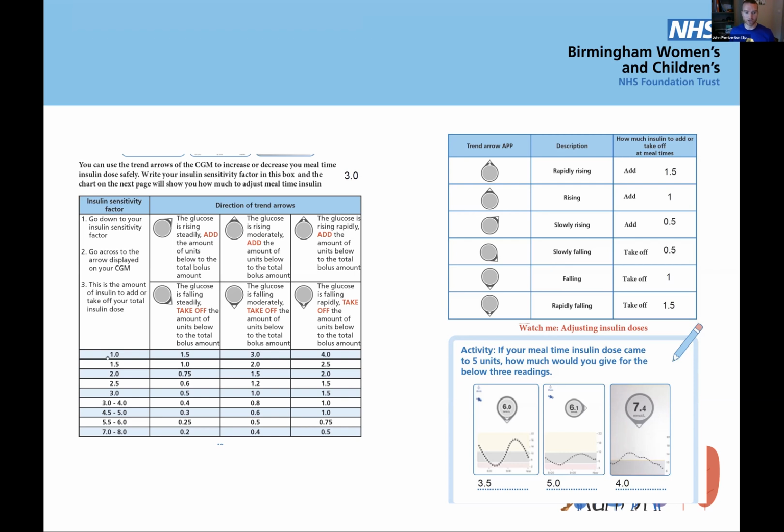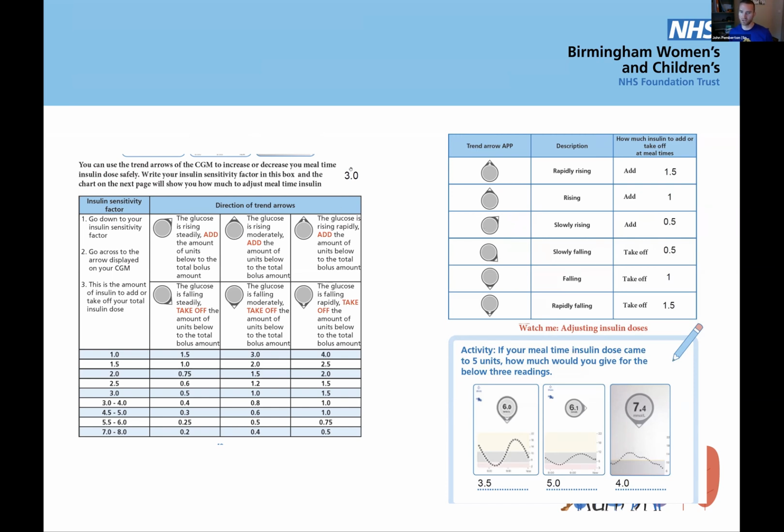So obviously, depending where your sensitivity factor lies, if you've got a very strong sensitivity factor of 1 unit drops you by 1.5, then the adjustments are bigger: 1 unit, 2 units, 2.5. And to put that into reality, when you type into the booklet what your sensitivity factor is, it will generate you a simple table you can take a picture of that will say, at a mealtime, depending on what your arrow is, you would add on or take off a certain amount of insulin.